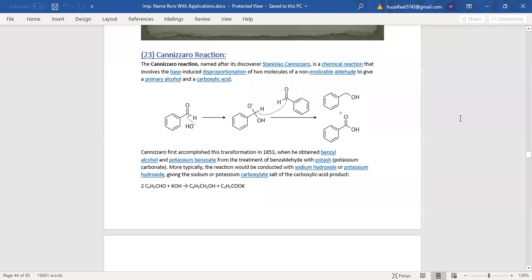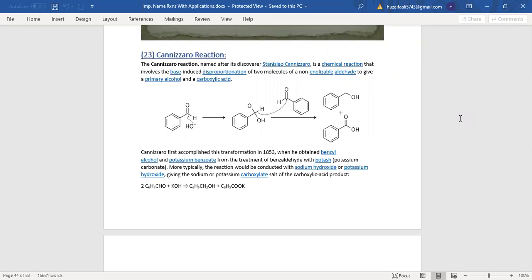Cannizzaro reaction. The Cannizzaro reaction, named after its discoverer Stanislao Cannizzaro, is a chemical reaction that involves the base-induced disproportionation of 2 molecules of a non-enolizable aldehyde to give a primary alcohol and a carboxylic acid.